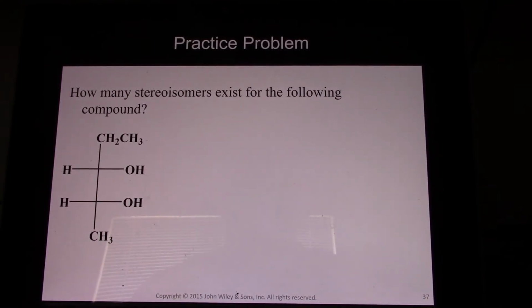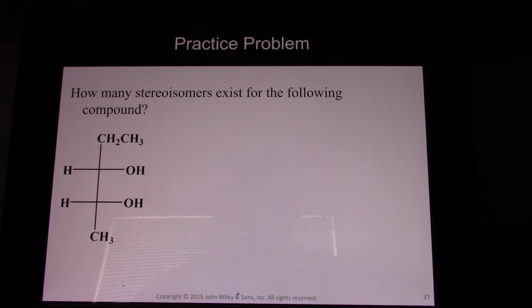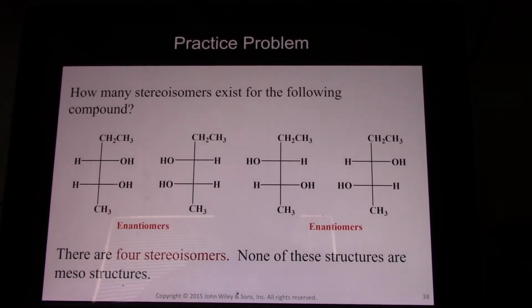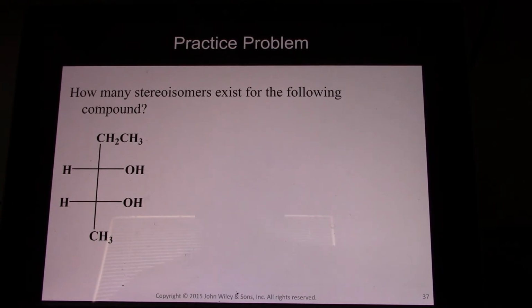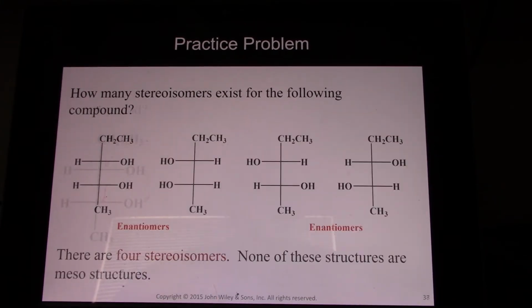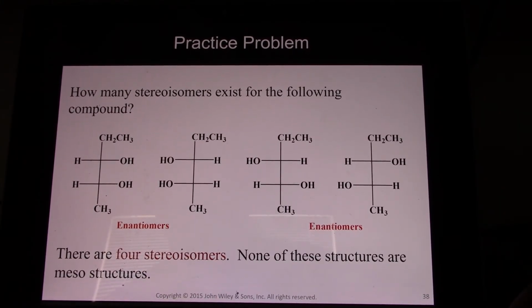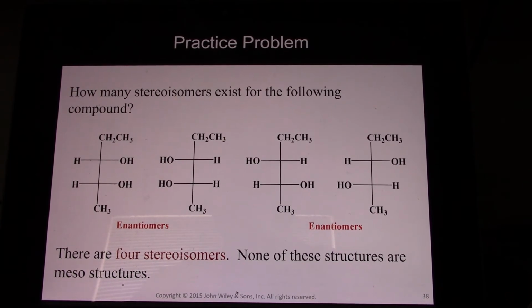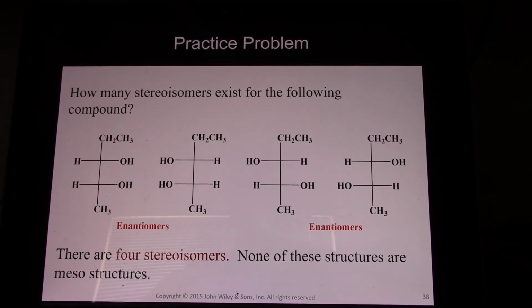How many stereoisomers exist for the following compound? We get 4, and that's what we'd expect because this carbon is not chiral. This carbon is not chiral. This one is, and this one is. So 2 to the second power is 4. You get 4 stereoisomers, 2 diastereomers, and that are mirror images.